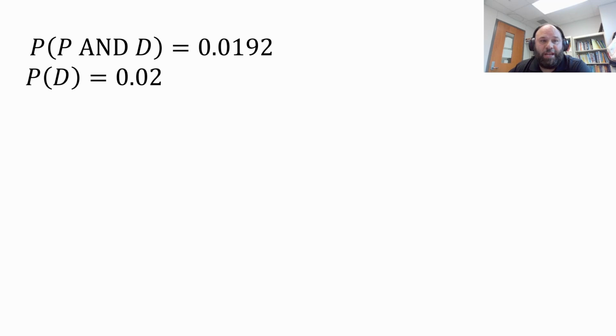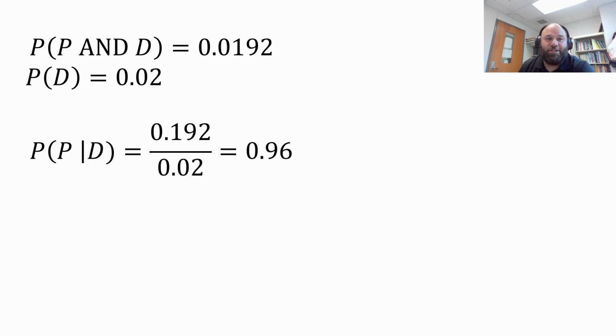We're given the probability of P for positive and D for disease is 0.0192, converting the percent to a decimal, and the probability of the event that the patient has the disease is 0.02, and so now we can calculate the probability that somebody gets a positive given that they have the disease: 0.0192 divided by 0.02, which is 0.96, or 96%. So if we already know they have the disease, the probability that they get a positive is 96%. This is called a true positive.